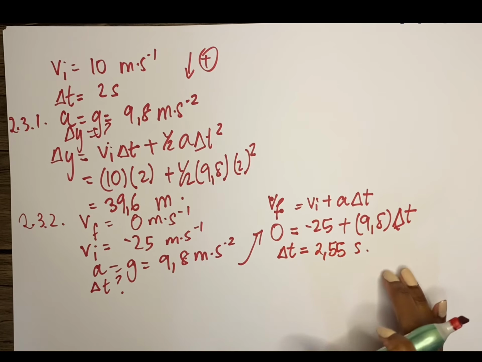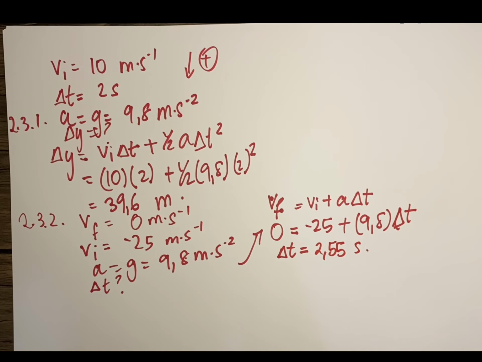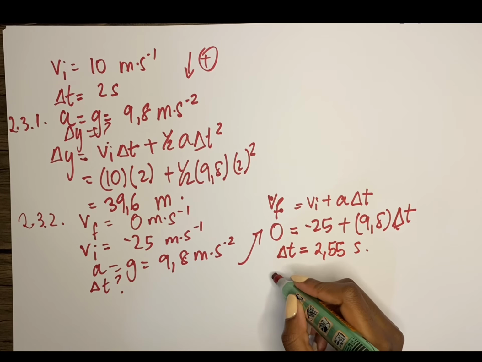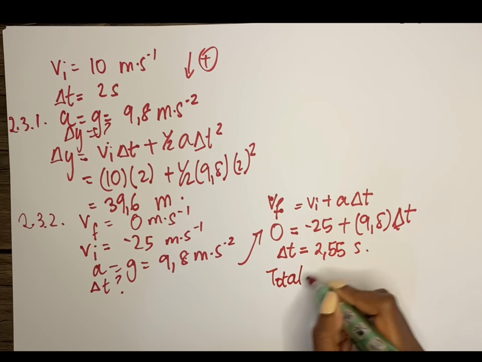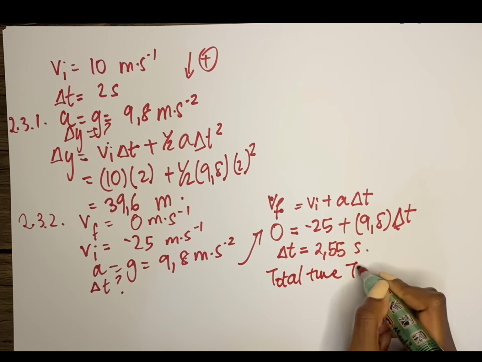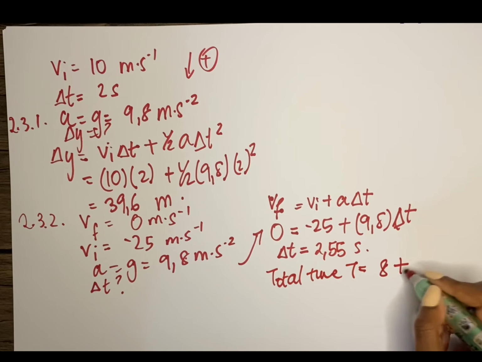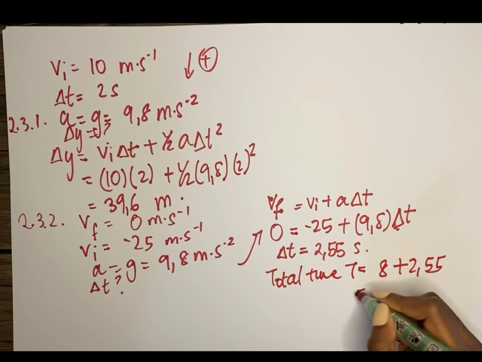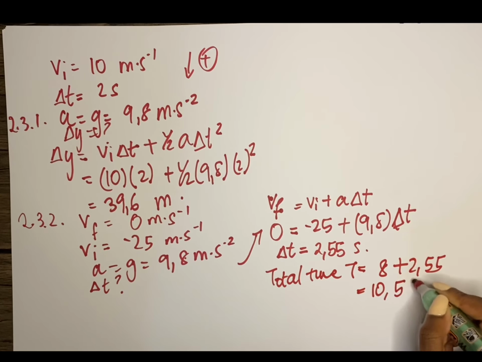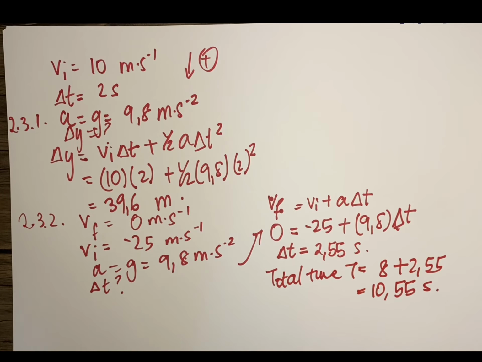Remember, this 2.55 is for the FG part of the motion, right? So you still have to add it to get the total time. You must still say 8 plus 2.55. You'll get 10.55 seconds as your answer, right?